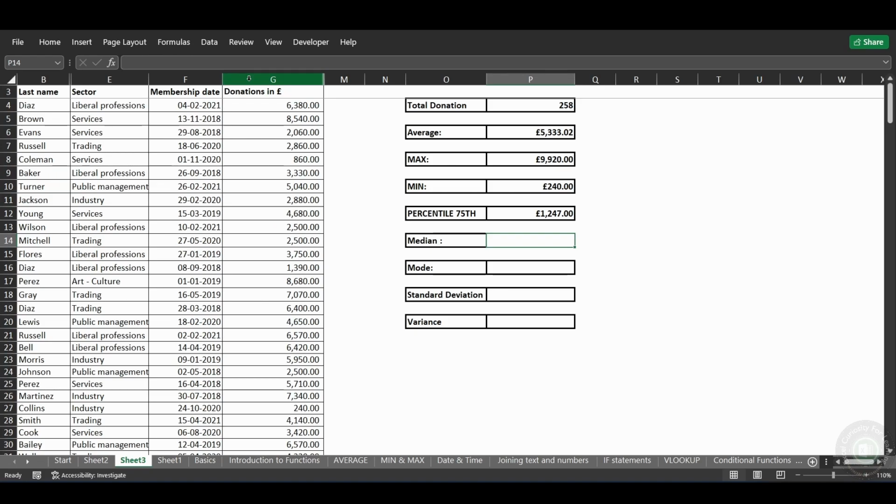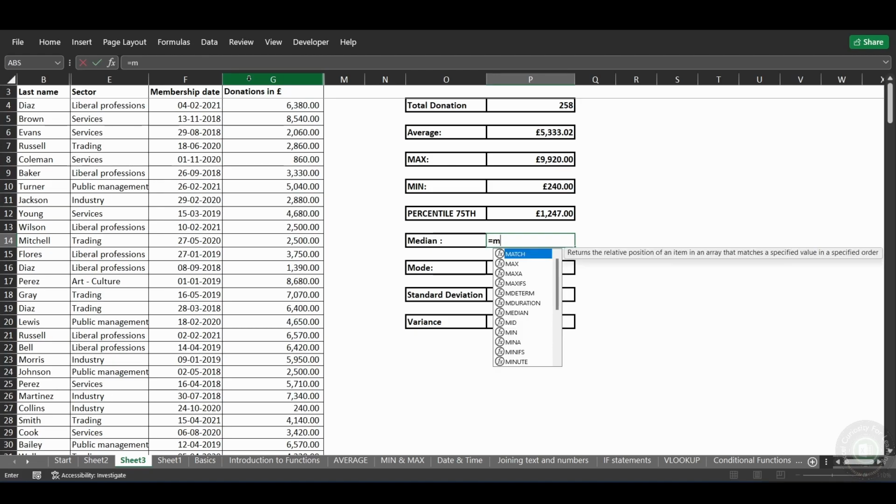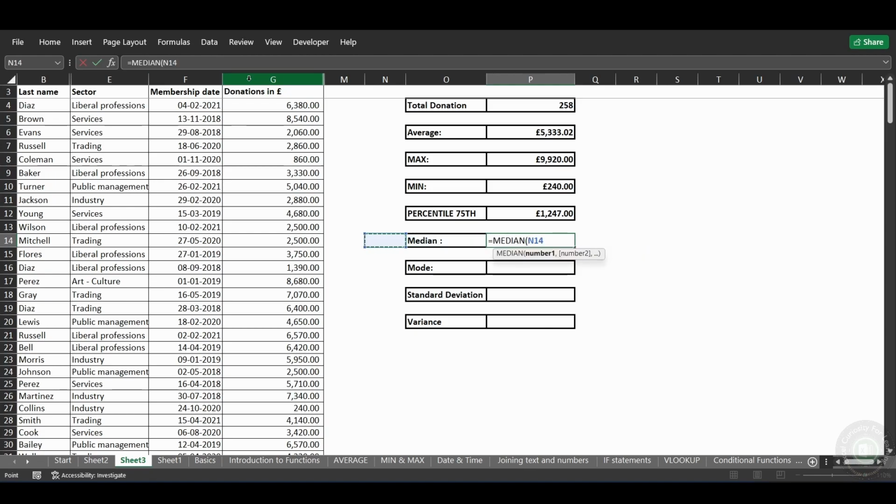Now median. Median is the middle number of the particular range which is sorted. We will do median over here. We have already given a range name, so we'll write donation. We will close it. So this is the median.